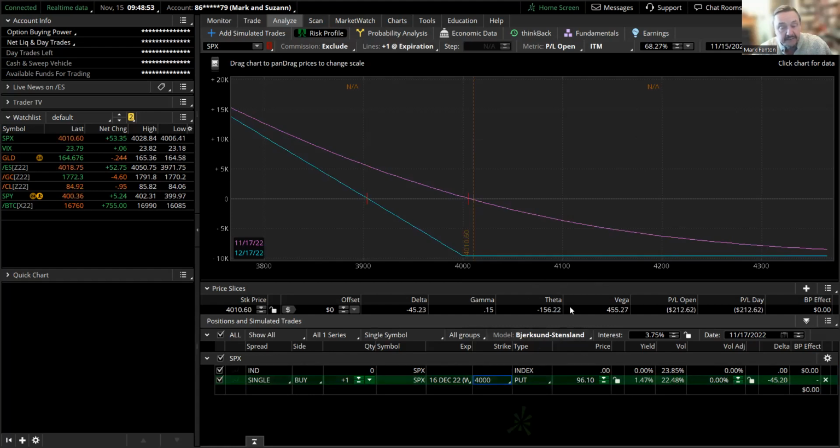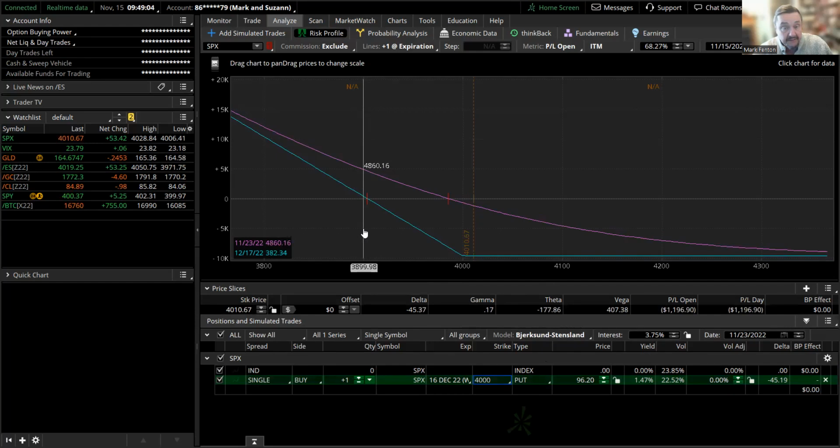And every day that passes, same thing, it's worth a little less. But what if we went out here even around a week or so, folks, and then SPX goes down to, say, 3,900? You can see here, you'd be up around $4,700, even though there's been time decay every day. So put options allow you to secure a price you can sell a vehicle at, no matter how low it goes.